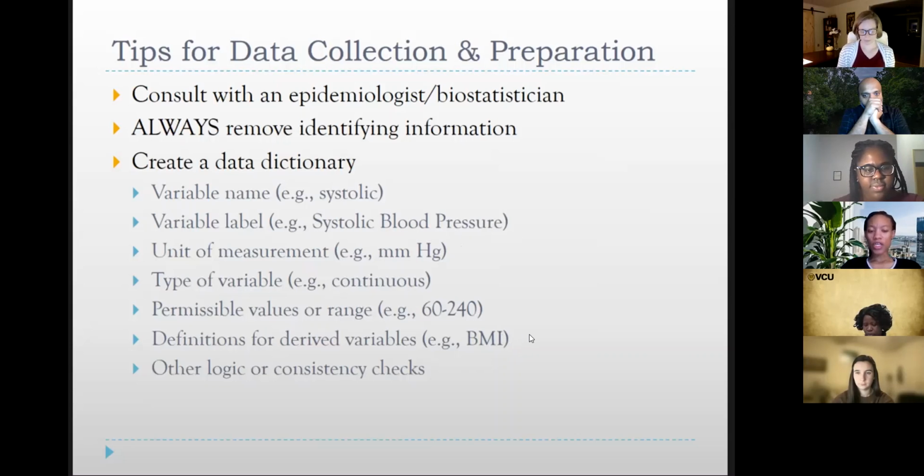And for instance, if you're going to have definitions for deriving variables, if you're going to include something like body mass index, that's composed of 2 other variables. So you want to make sure that when you're collecting your data, you remember to collect a height variable and a weight variable separately, and then you can calculate the BMI later, or your biostatistician can do that later as well. And then you want to make sure you have other logic or consistency checks in place. So you want to make sure that whoever's inputting the data doesn't mix up systolic and diastolic blood pressure, for example.